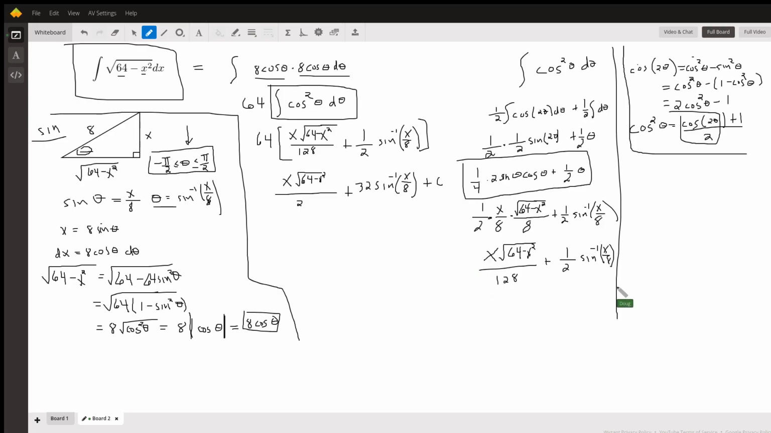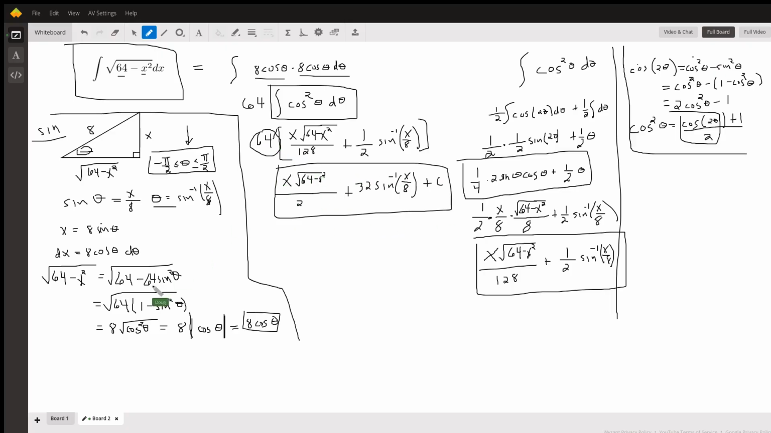So there's the antiderivative of cosine squared in terms of x. We got to replace that up here. In other words, multiply by the 64 still. And there we go. We get the same thing we started with on the previous board.